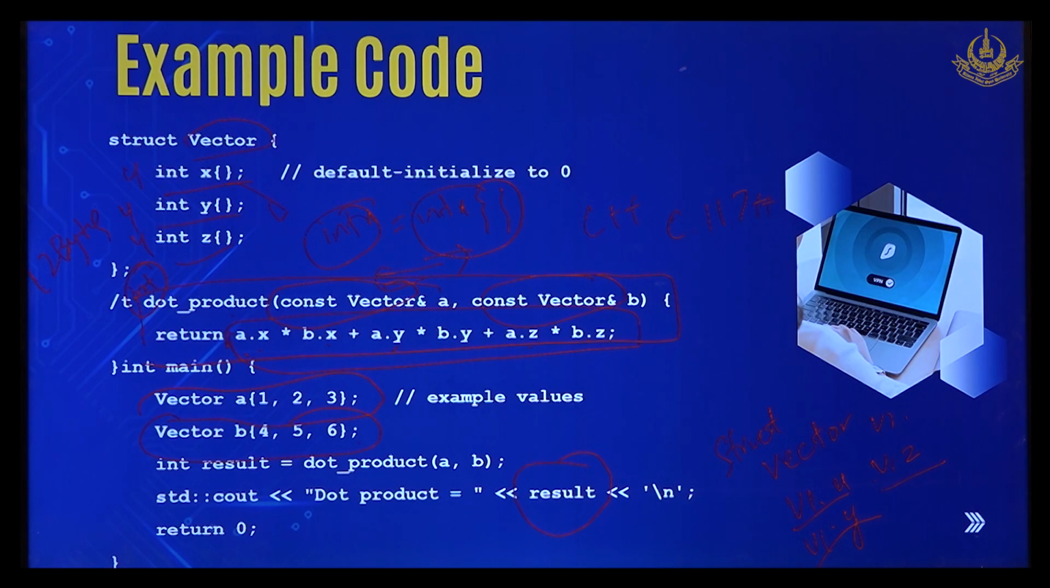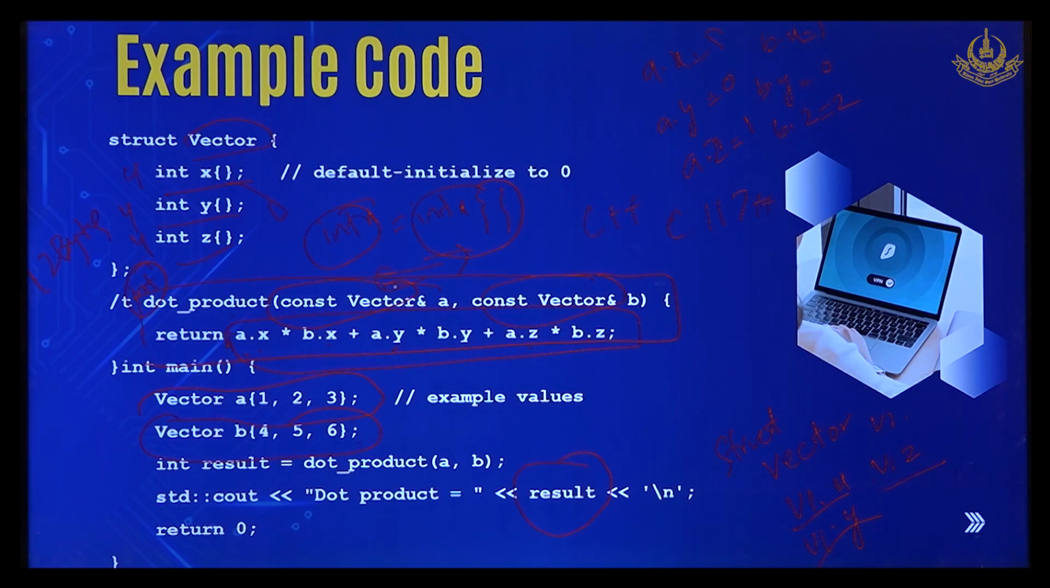So, supposedly we declared A dot x equal to 5, A dot y equal to 0, A dot z equal to 1, and we declared B dot x equal to 1, B dot y equal to 0 and B dot z equal to 2. What would be the answer after applying this formula? You can just put it in and check it.